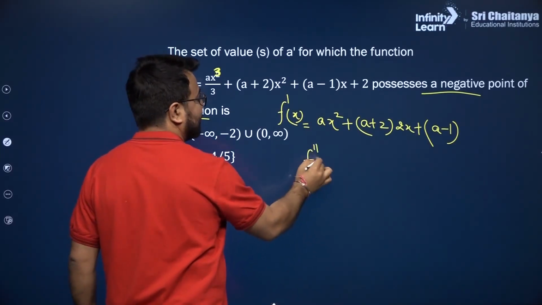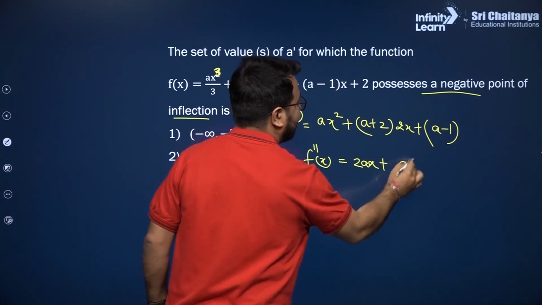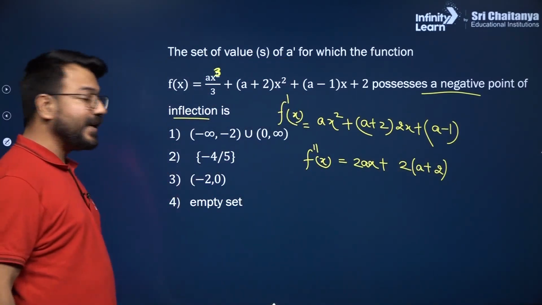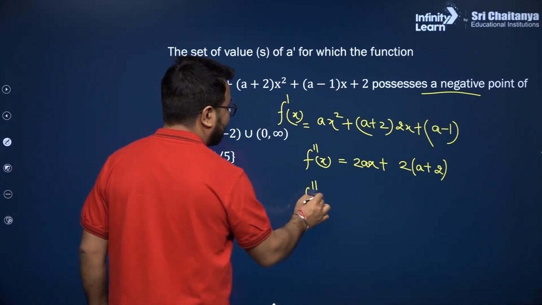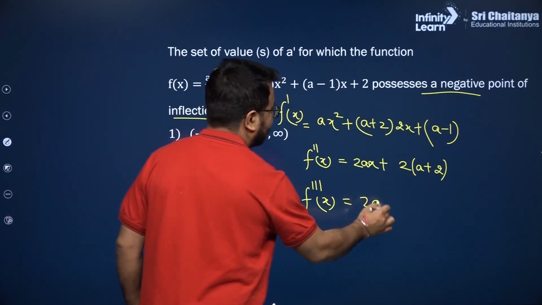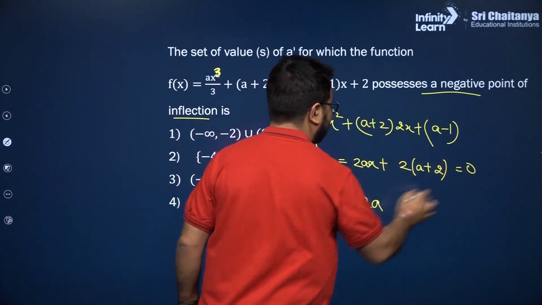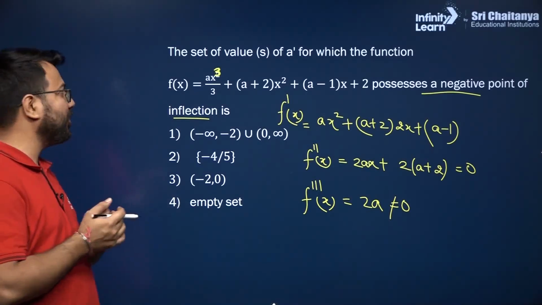Now let us again differentiate it. So it will be 2ax, then we have 2 times a plus 2. This is the double derivative. Now we can also get the value of the triple derivative, which is 2a. So here the double derivative is 0, but the triple derivative should not be 0. At that particular point, we are getting the point of inflection.